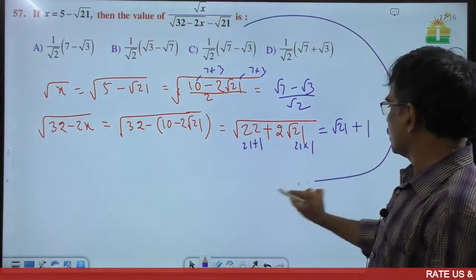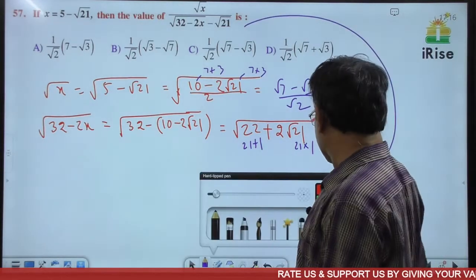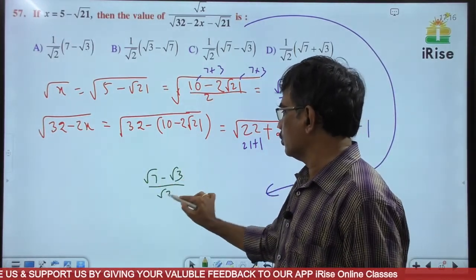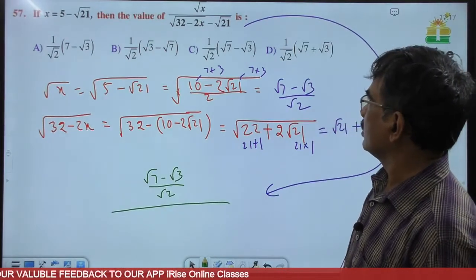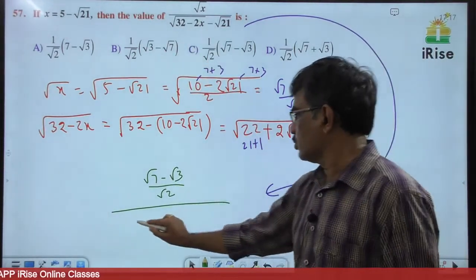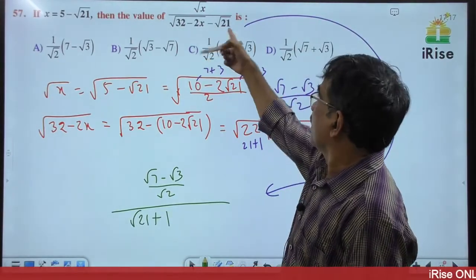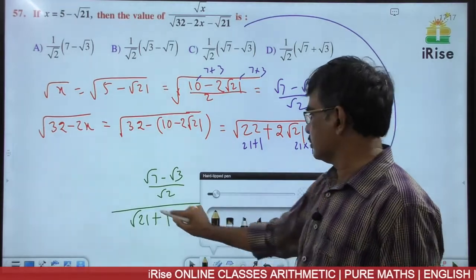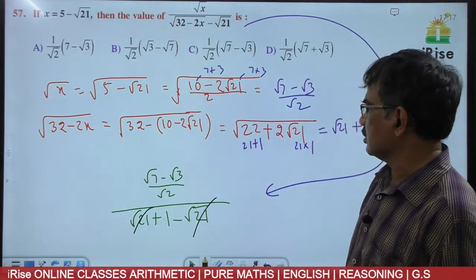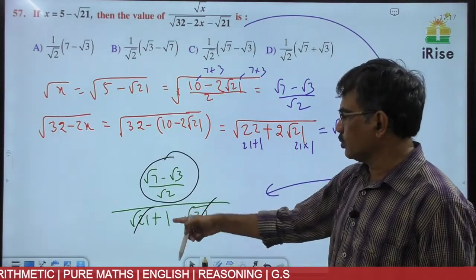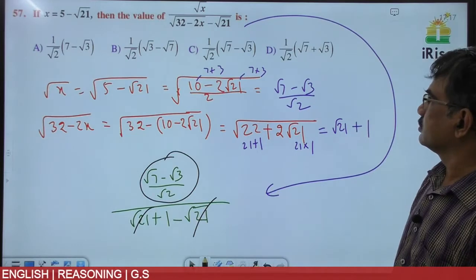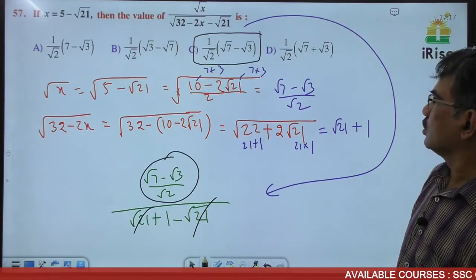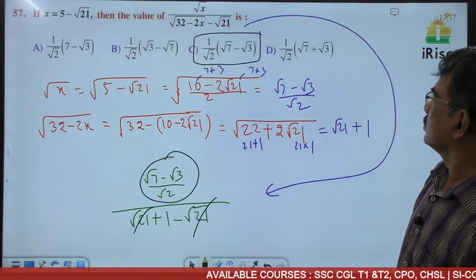Then substitute in this question. Root x is root 7 minus root 3 by root 2, divided by root of 32 minus 2x, which is root 21 plus 1 minus root 21. These two get cancelled. So what is the answer? Root 7 minus root 3 by root 2, divided by 1, the same. So the answer is root 7 minus root 3 by root 2. Okay?